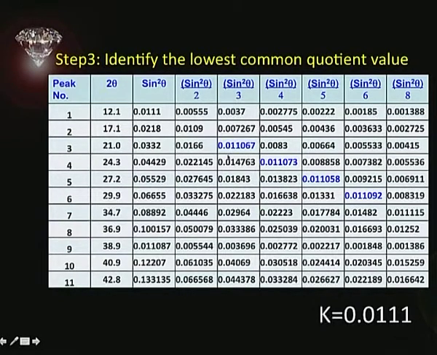So, you find that this is 0.011067, 0.011073, 0.011. That means, typically we find that they are the common quotient over there. The value happens to be 0.0111 to the 4th decimal place. So, that is the value of k for me. That means, that is the value of k I determined in step 3 there.